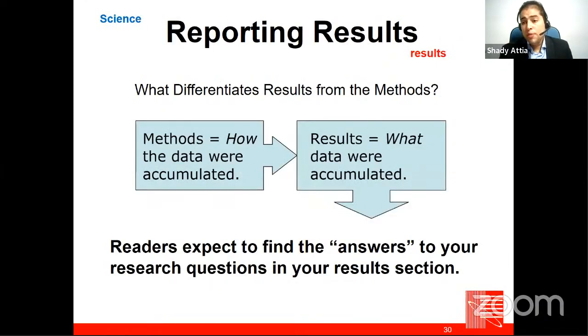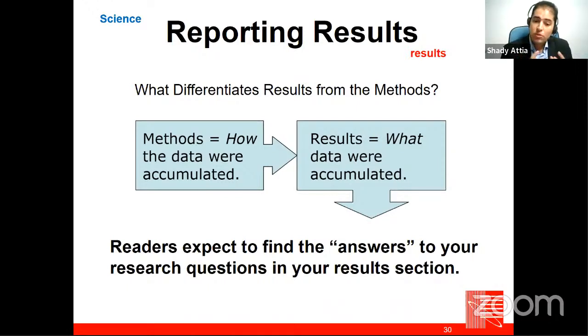So moving further with this science part of your manuscript, we are writing now the results. What differentiates the results from the methods? Well, the method is related to how the data were accumulated, while the results are about what data were accumulated. And here you need to distinguish both. In the methods, it is as if you are writing your recipe to produce this work, as if you are cooking, while the results are the final work, and you just need to highlight the findings and describe them as much as you can.